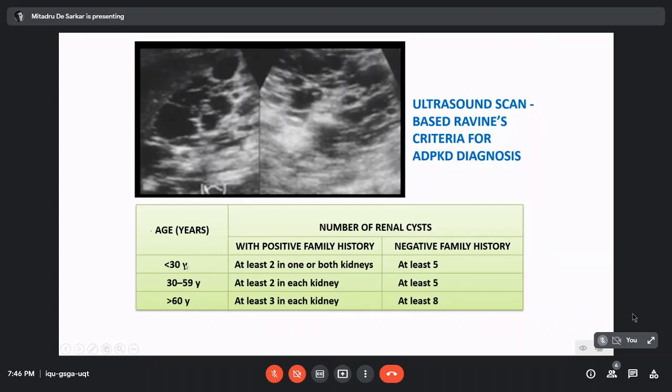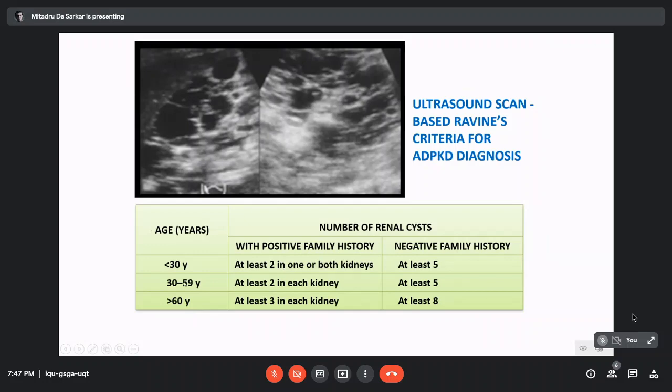In the case of less than 30 years, you would have to have at least 5 cysts, but because renal cysts are not really that common in that age group, our diagnostic criteria is slightly lax, because we are allowing for the cysts to be formed in one or both the kidneys. However, if there is a positive family history, at least 2 is enough. Now this particular protocol sounds pretty good and elegant.